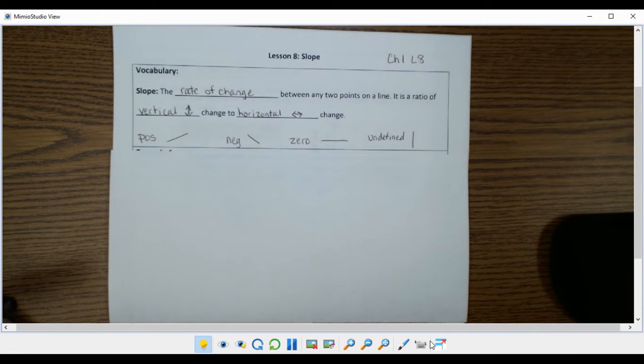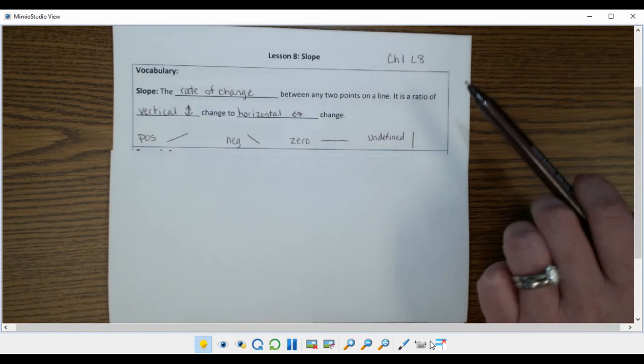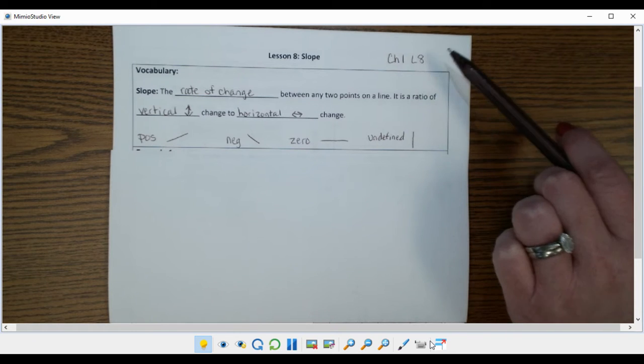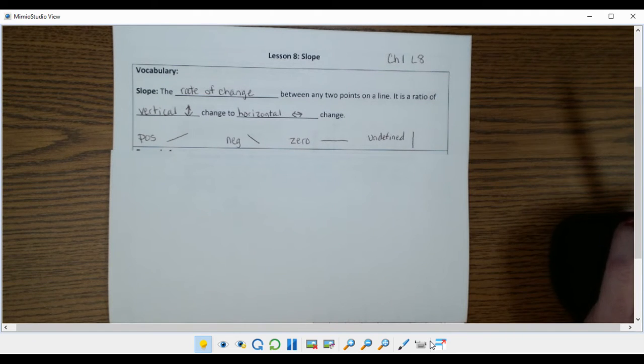So we are going to continue our study of constant rate of change with something called slope. If you need to look it up, this is chapter 1, lesson 8 in your book. Slope. You mean like a ski slope? Well, actually, yes, kind of. They're related. So let's talk about what slope is.